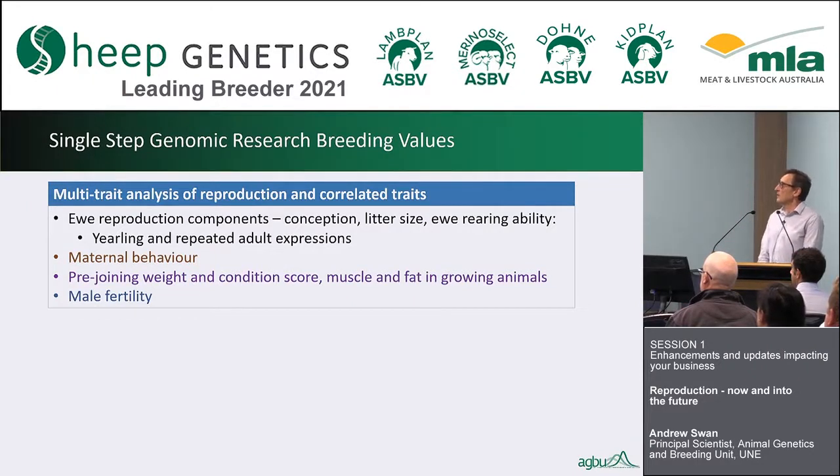So just a little bit more detail on the analysis. It is a genomic analysis, and it's a multi-trait analysis. So in addition to the three component traits, conception, litter size and rearing ability, which are further split up into yearling and repeated adult expressions, the analysis also has maternal behaviour score in it as a new trait, also condition score as a new trait, along with pre-joining weight, and we also include muscle and fat in growing animals. And then, of course, we have male fertility as scrotal circumference in the analysis. So it's up to 19 traits in the Merino analysis.